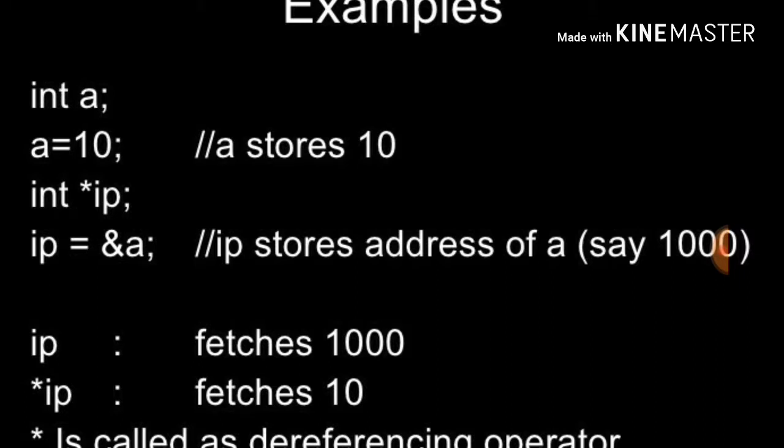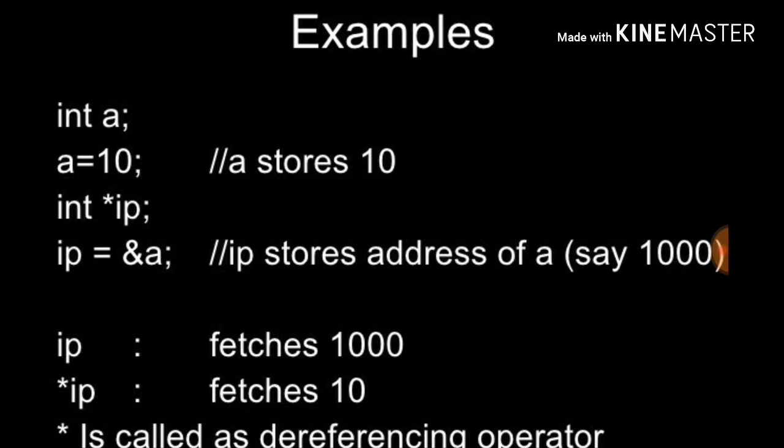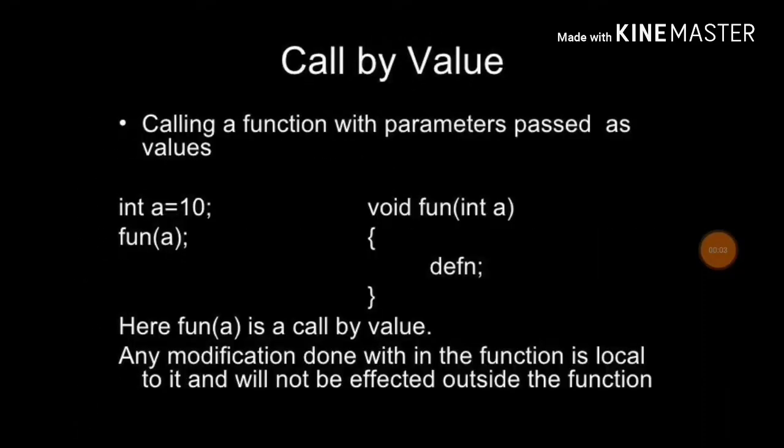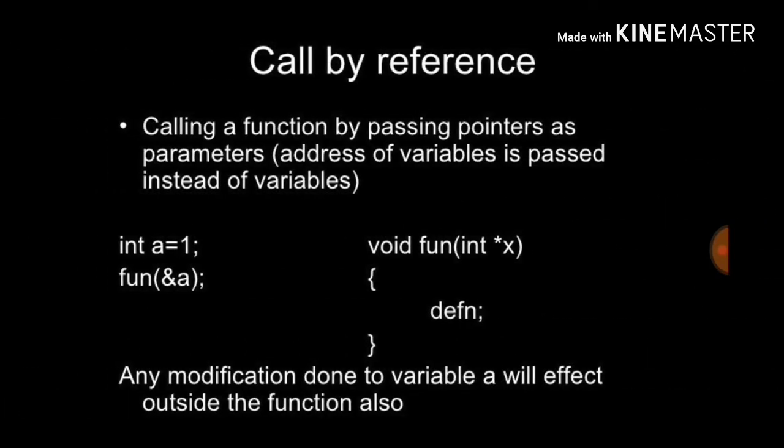Let's say the address of a is 1000, so ip stores 1000 in it. So ip has the value 1000 and star ip, that means the value at the address, has the value 10 in it. Now let's see different ways to call a function. First, call by value, in which we pass values as parameter, and call by reference, in which we pass the address of the variable instead of the variable.